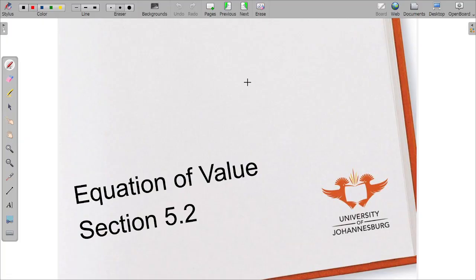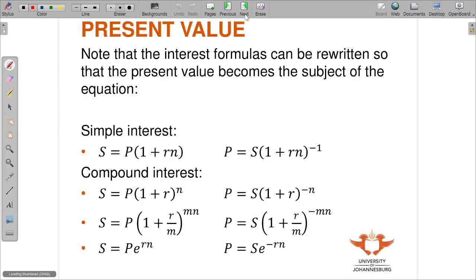Okay, now we start session 5.2, which is equation of value. In the previous session, we saw this equation, which is for the simple interest.